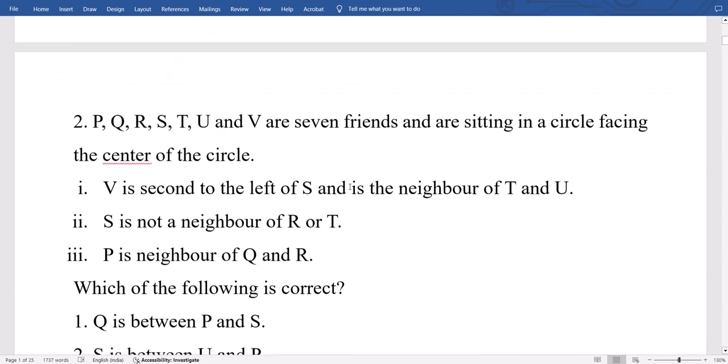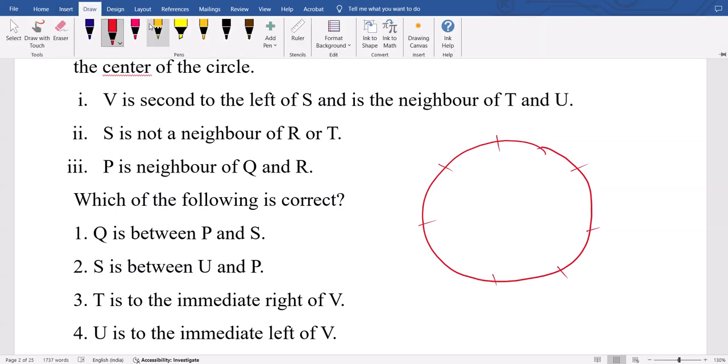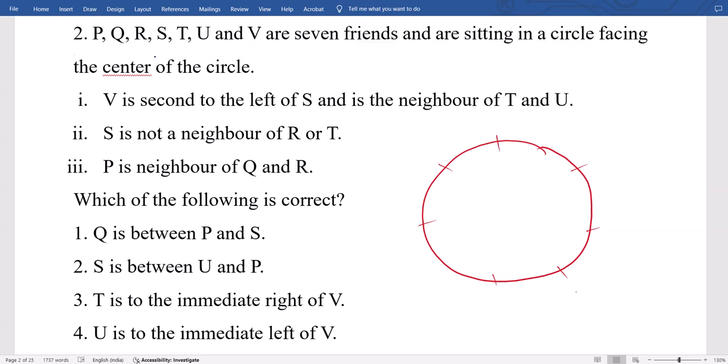Now see the second question related to seating arrangement. 7 friends are sitting in a circle. It's not possible to arrange them with equal distance. 360 degrees is not divided by 7. So we are just randomly placing 7 places. Fine. V is second to the left of S. Wherever S is there, let's take S. So all are facing towards center, that we can consider.